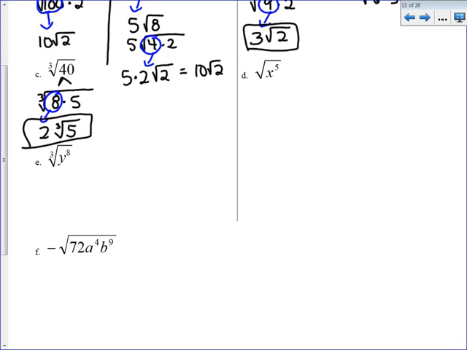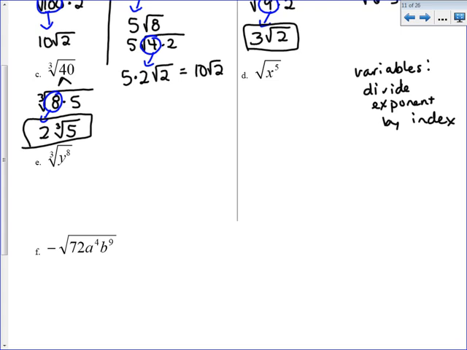What's the rule for simplifying variables under a radical? What are we trying to do? Devin. Yeah, we always divided our exponent by our index. So for variables, what we were trying to do is divide the exponent by our index.